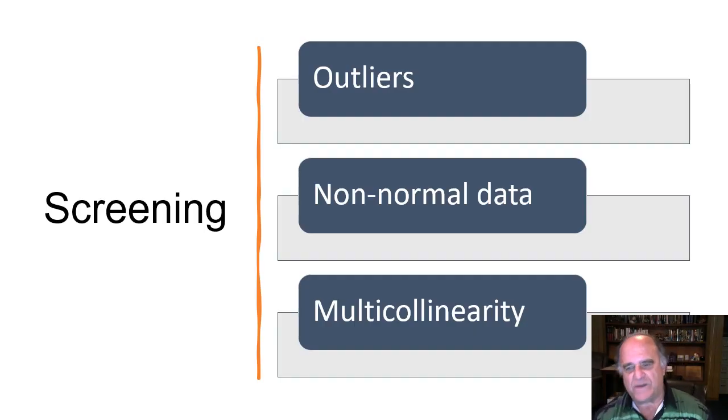When we talk about screening, we're thinking about 3 things pretty much. Looking for outliers, number 1, looking for non-normal data, number 2, and looking for multicollinearity, number 3. So 3 things we're going to look at under screening: outliers, non-normal data, and multicollinearity.